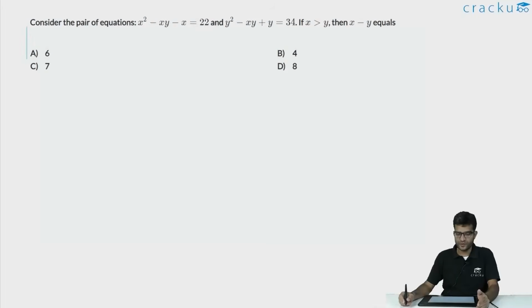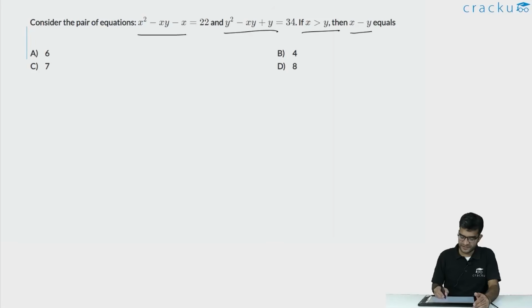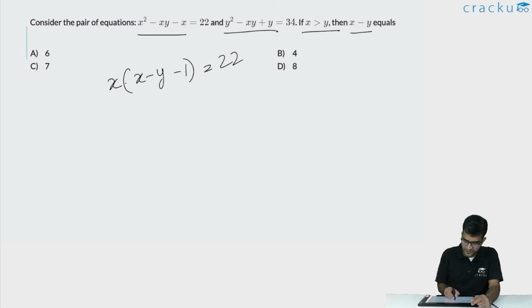In this question, we are given two equations. We are told that x square minus xy minus x is equal to 22 and y square minus xy plus y is equal to 34. We are told that x is greater than y and we are asked to calculate the value of x minus y. If you are looking at the two equations, in the first equation you can take x common. So this will be x into (x minus y minus 1) is equal to 22. And in the second equation you can take y common. So this is y into (y minus x plus 1) is equal to 34.